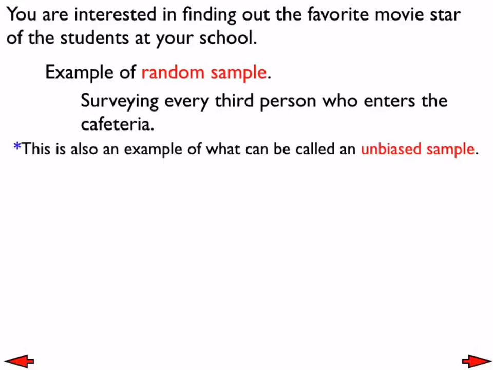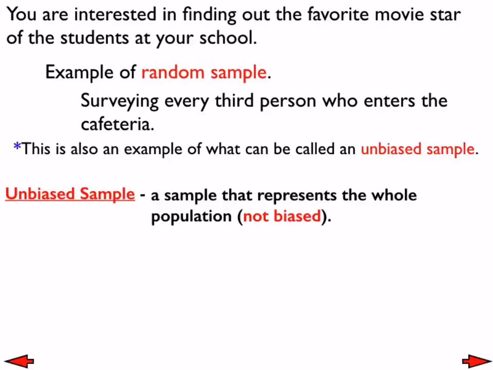And this is also an example of what we call an unbiased sample. And I think you can already tell that's what we're looking for, an unbiased sample. And so the official definition of an unbiased sample is a sample that represents the whole population. It's not biased. That's what we want.